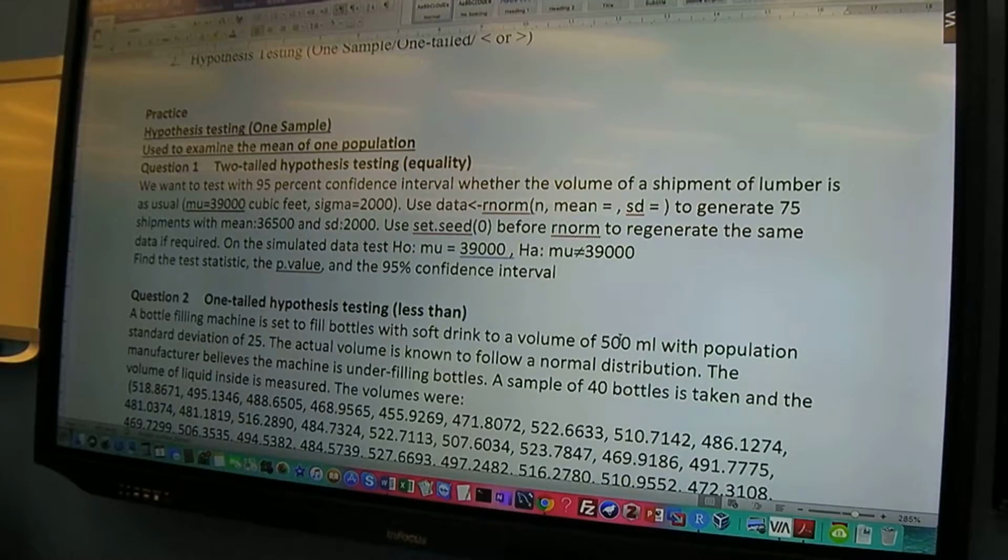Because I'm testing against the population. The alternative hypothesis, here I can put the non-equality. It's easy in this one, because if it's not equal, it's not equal. So you put mu not equal to 39,000. Okay? Just the opposite of the null hypothesis. And it's telling you to find the test statistic, the p-value, and the 95% confidence interval.